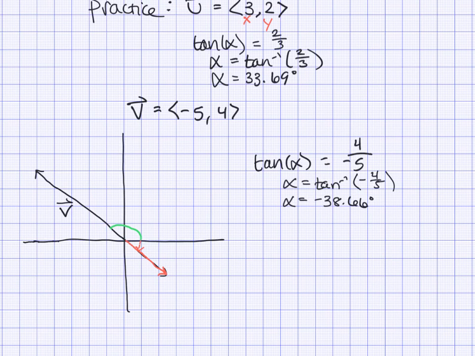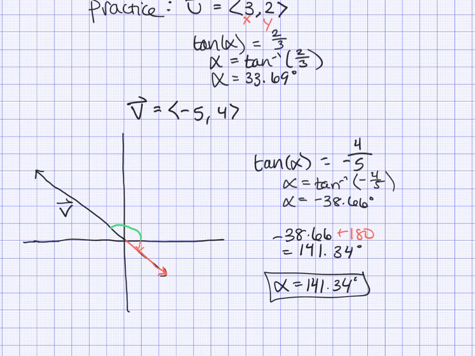So in this specific example, I'm going to take -38.66, add 180 degrees, and get 141.34 degrees. So my answer for this problem is not -38.66. It's going to be alpha is equal to 141.34 degrees. And this makes sense because we know that this angle right here is an obtuse angle. It has to be greater than 90 degrees, as this one is.